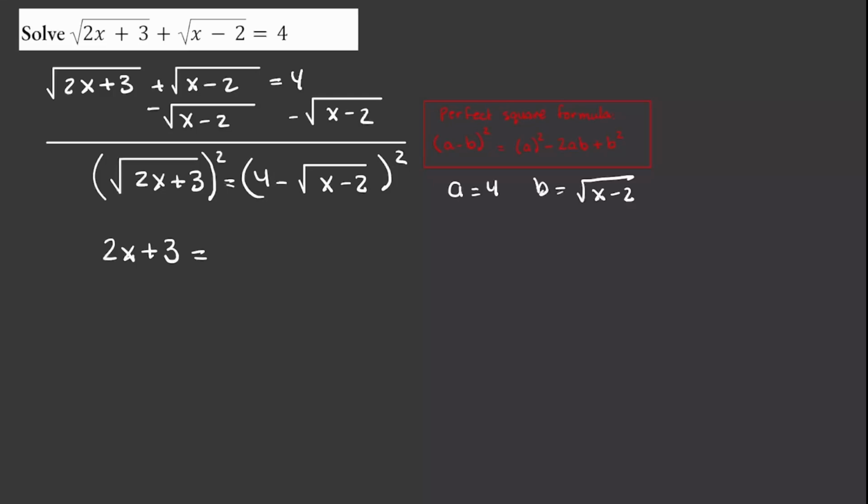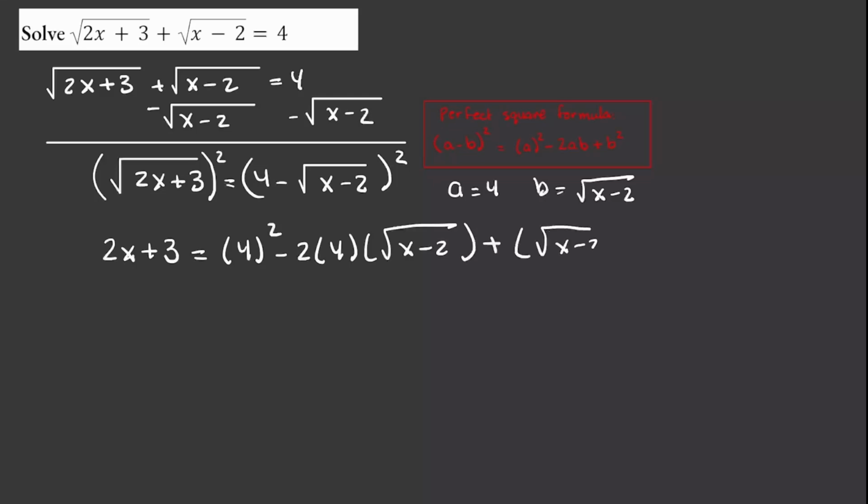Using the perfect square formula, I'm going to have 4 squared minus 2 times 4 times the radical of x minus 2 plus the radical of x minus 2 squared. So now, evaluating it, I'm going to get 2x plus 3 equals 16 minus 8, the radical of x minus 2, plus now this square gets rid of this radical. I'm left with x minus 2. Notice I put it in parentheses because I am going to distribute the plus.